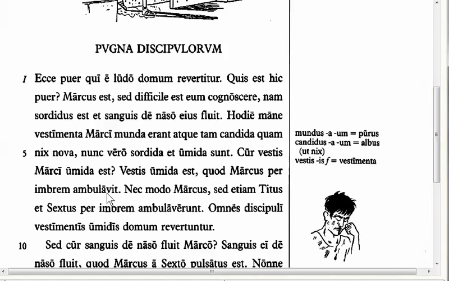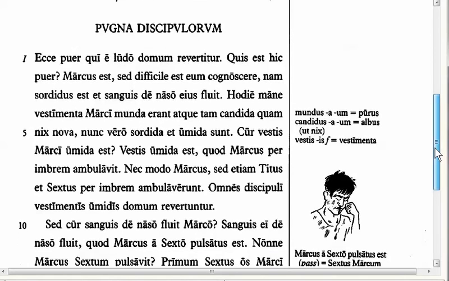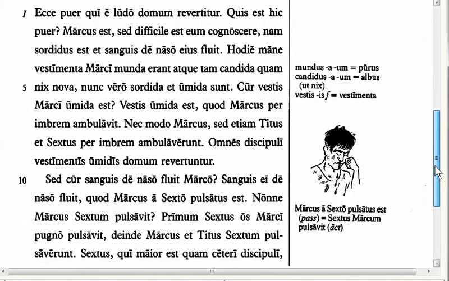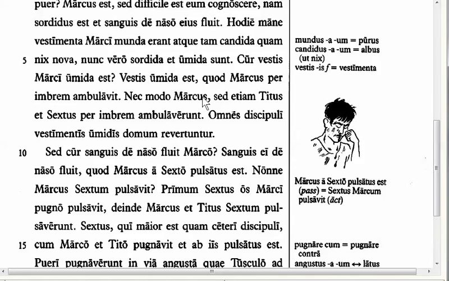Okay, the next feature that I want to point out is in line 11, and continuing his pattern of giving you the active and passive forms of each tense, we have the passive of the perfect. The active here, ambulavit, he walked, and here we're going to have a passive from pulsare. So, sed cur sanguis de naso fluit Marco. Sanguis e naso fluit quod Marcus a Sexto pulsatus est.